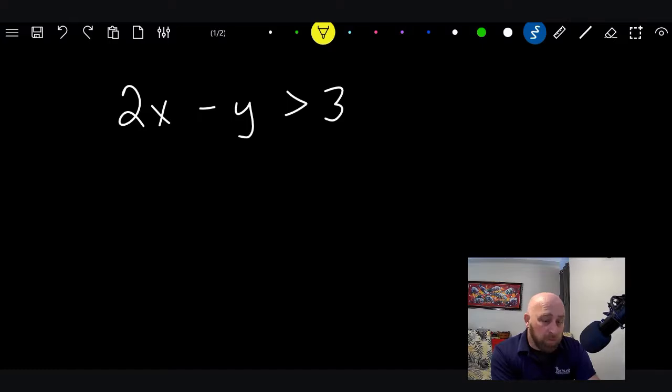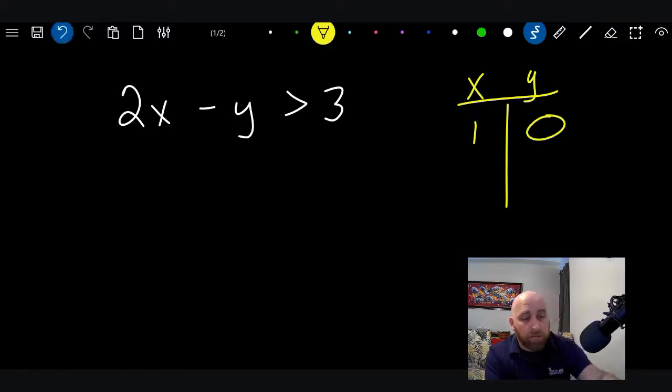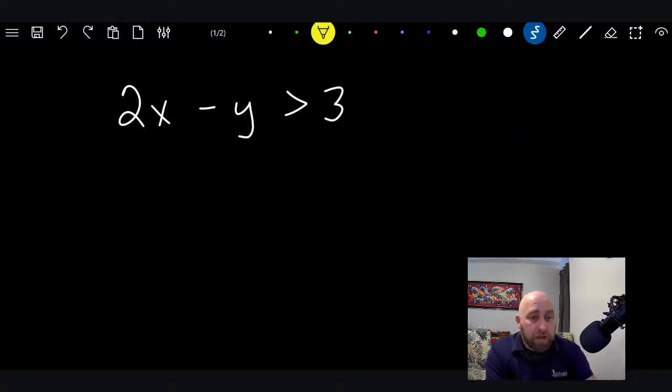There's multiple ways to graph. I showed you one way is to do a t-table with this being the x and this being the y, and just putting random numbers in here and then solving it, and then it would kick out an output over here, which would give you the y. And then I showed you how to put it into slope-intercept form. To be honest with you, any of those ways would work. What I'm going to show you right now is graphing by intercept.